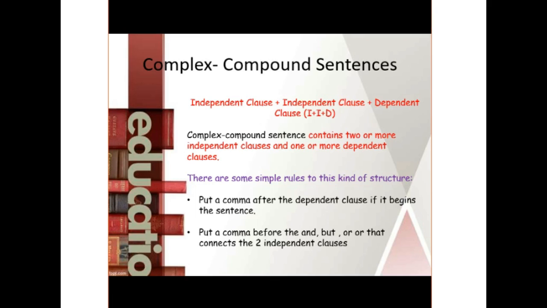Complex compound sentences: independent clause plus independent clause plus dependent clause pattern. A complex compound sentence contains two or more independent clauses and one or more dependent clauses. There are some simple rules to this kind of structure. First, put a comma after the dependent clause if it begins the sentence. Second, put a comma before the and, but, or other conjunction that connects the two independent clauses.